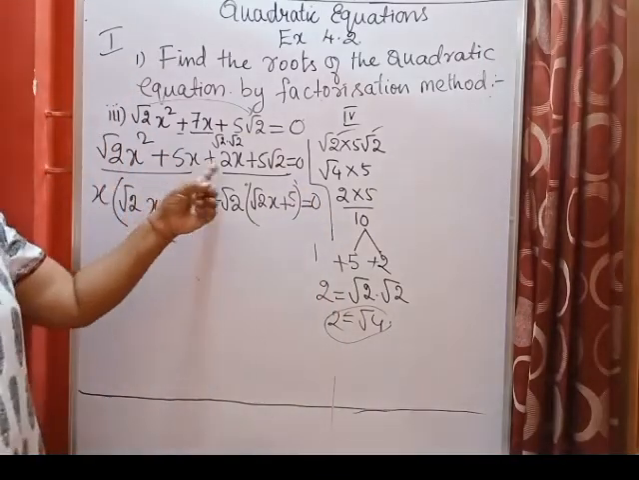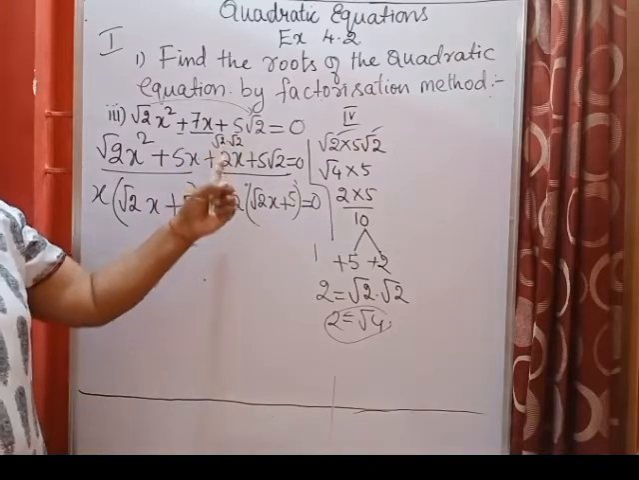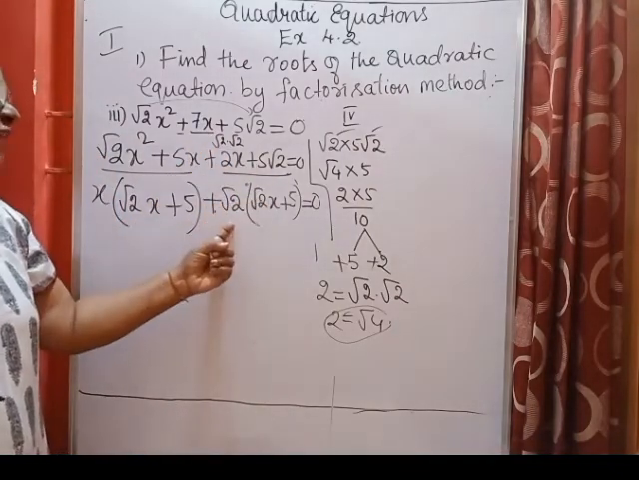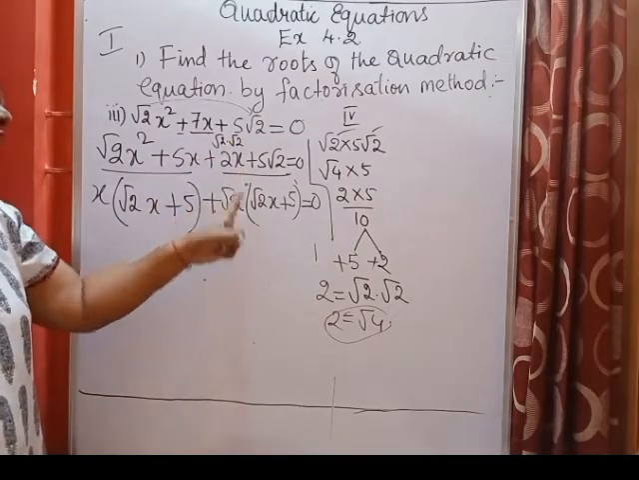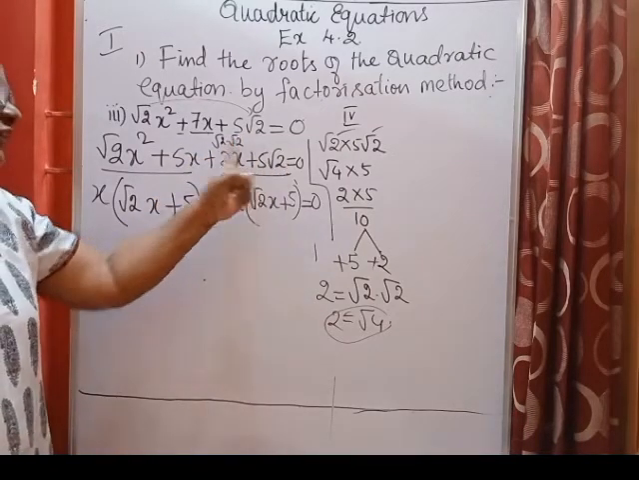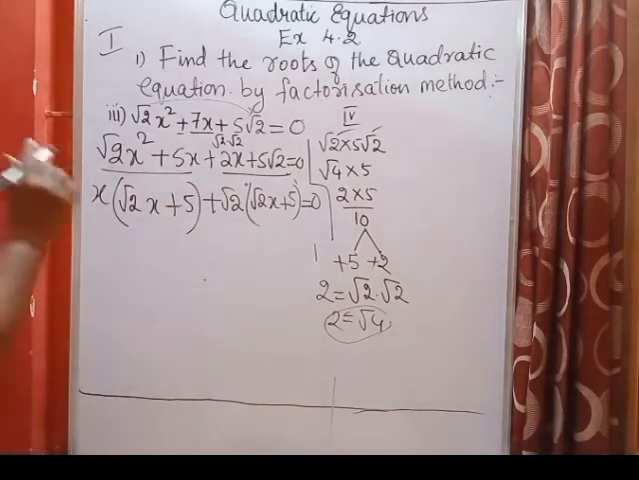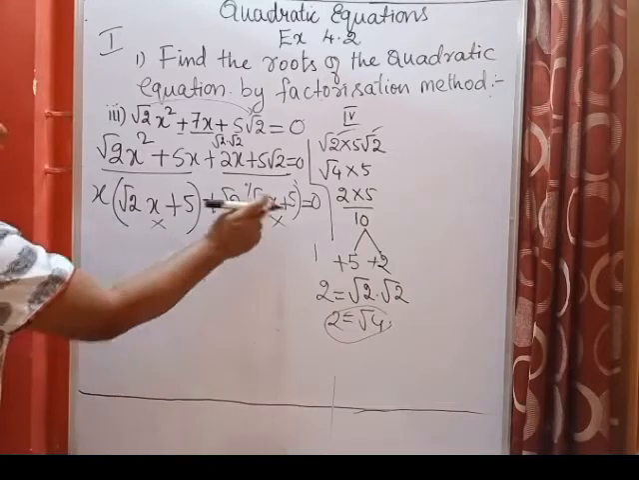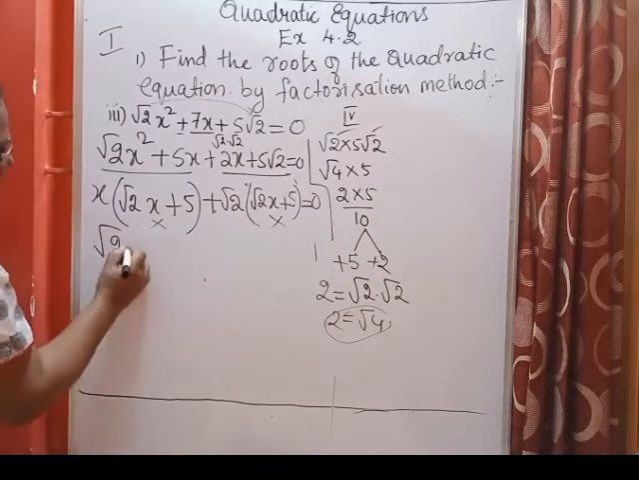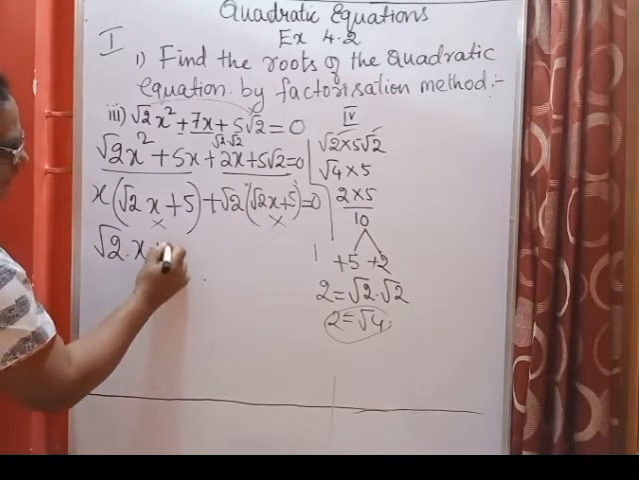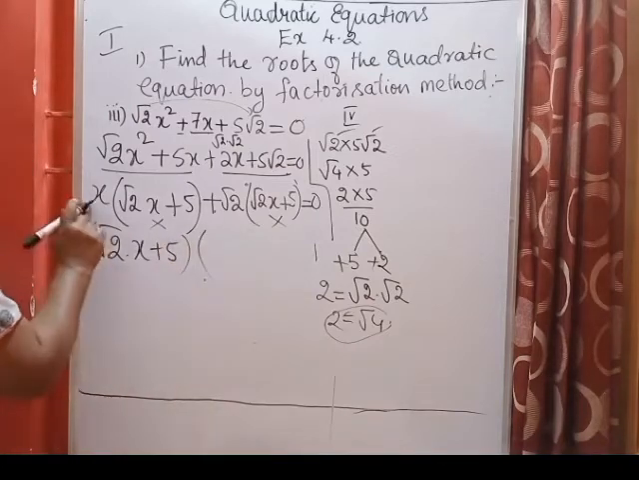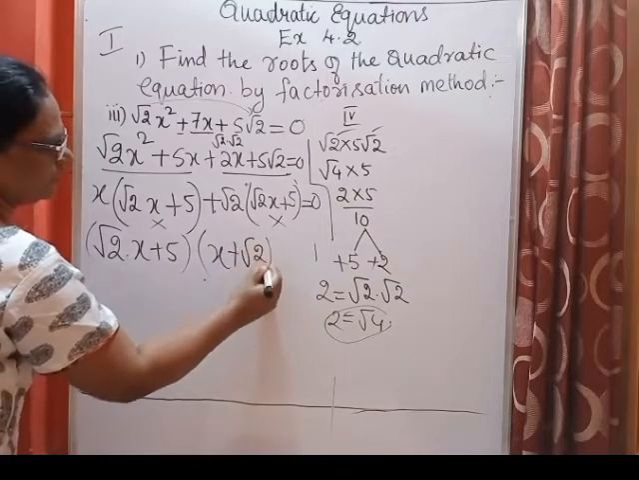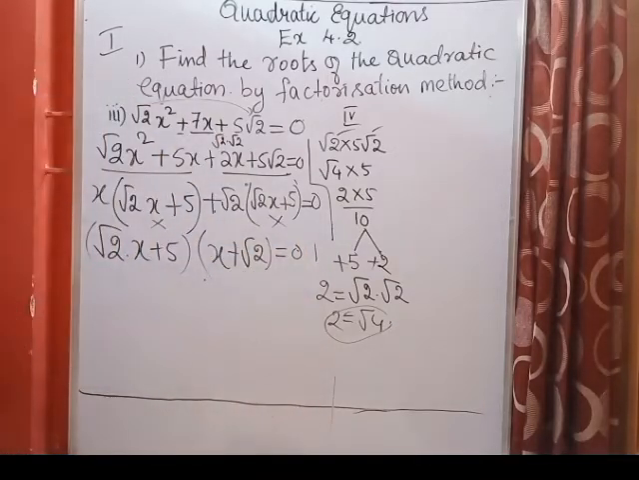Here the trick is 2 can be written as root 2 into root 2. Same number, put the root 2 times. Okay. Take 1 root 2 common outside. Here 1 root 2 is remaining along with x. Plus here root 2 is taken outside. 5 is remaining. That's all. Simple. Now here root 2 into x plus 5 is common factor. Remaining here is x plus root 2 is equal to 0.